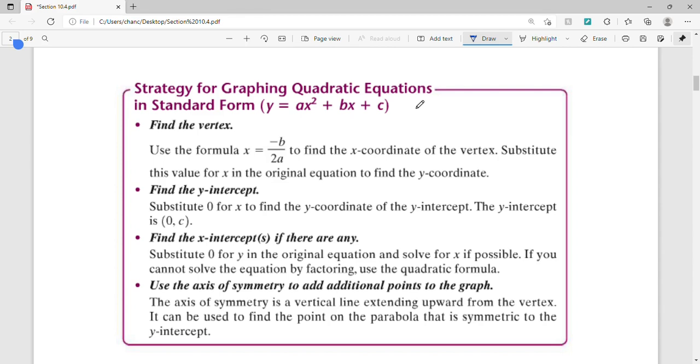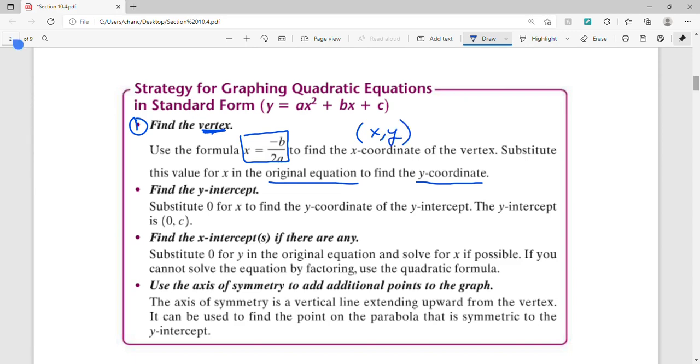Now let's look at the strategy for graphing quadratic equations in standard form. The first step is to find the vertex. You're going to use this formula, x equals -b divided by 2a. After you use this formula, you'll plug it back into the original equation to solve for the y coordinate. And that's the first step, to find that vertex. It should be in the form (x, y), because it's a point on the graph.